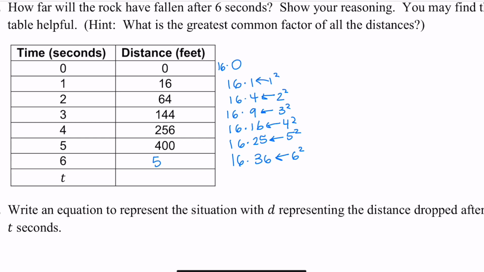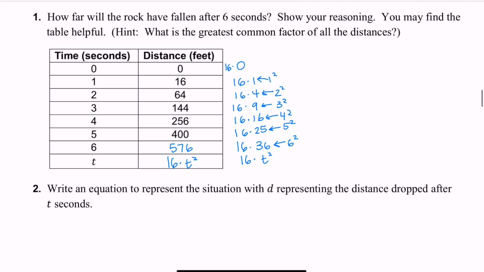This is 576 feet. After t seconds, we could put any number in. It would just be 16 times t squared. So our equation after t seconds would be, with d representing the distance, d equals 16t squared. And this is the equation for any falling object and how far it falls after a certain number of seconds.